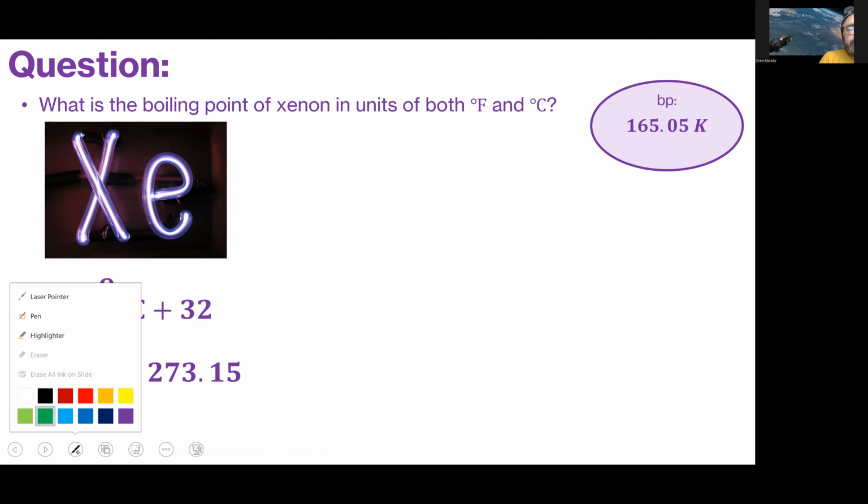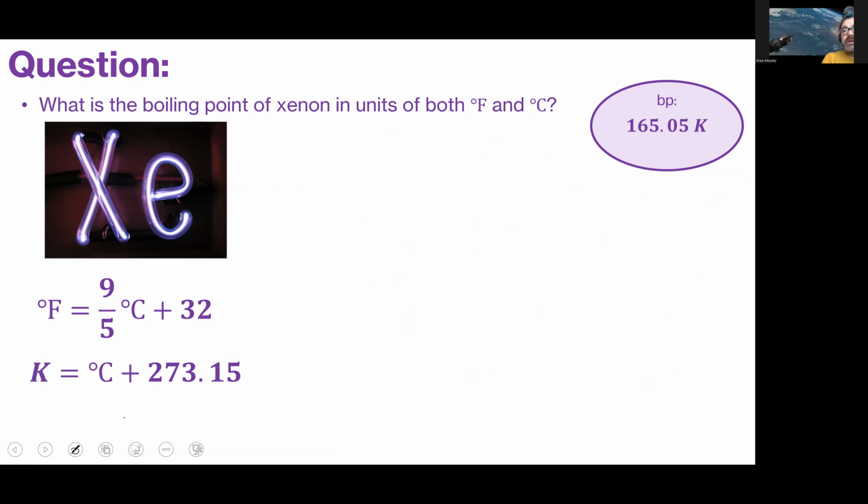So Fahrenheit and Celsius. Here's our boiling point, 165.05 Kelvin. We want to get this into Fahrenheit and Celsius. Here are our two equations. Remember, you're going to be given these when you do it. Since our Kelvin temperature requires Celsius first and our Fahrenheit requires Celsius to get there, we're going to do Celsius first and then we'll get to the Fahrenheit.